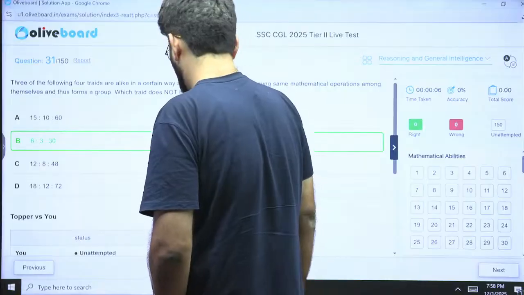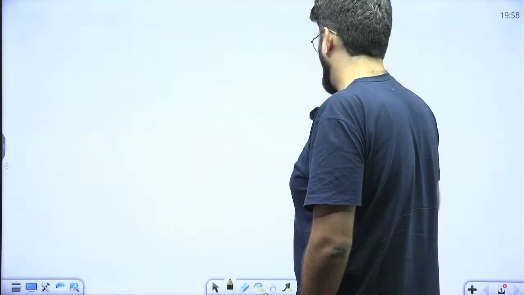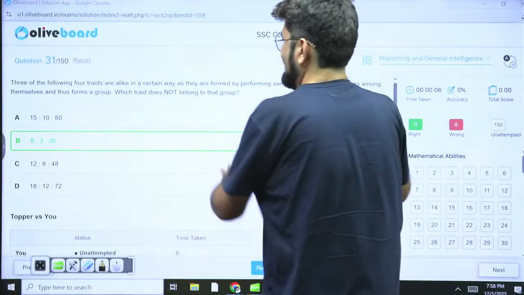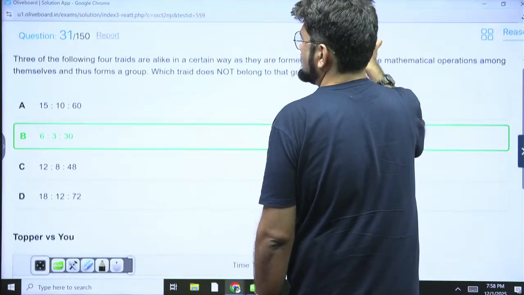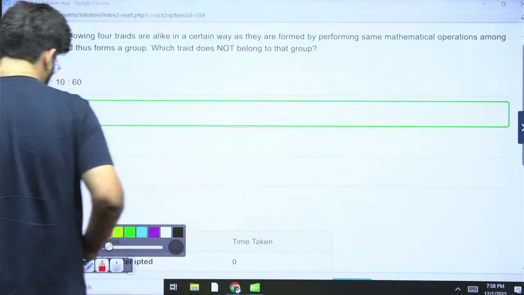So the first answer is already here, but I'll just explain it to you quickly. The first few questions are quite easy, but then the questions will gradually start taking on to you. So this is the very first question. We are just looking at the triads, a number set, and we are seeing which does not belong to the group. We already know the answer though. But what is the idea here?